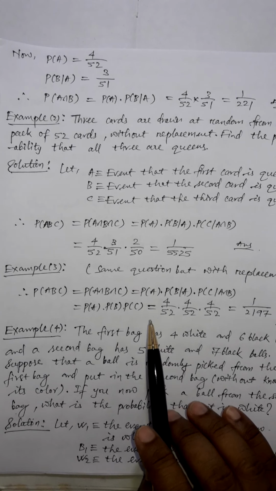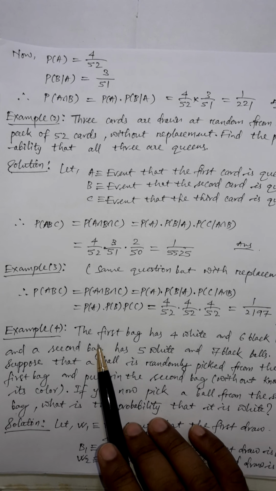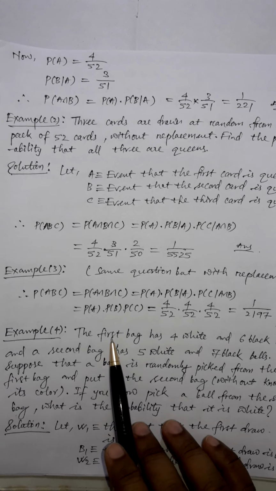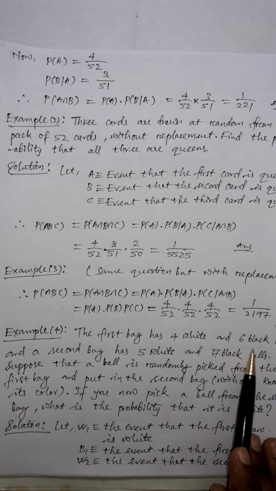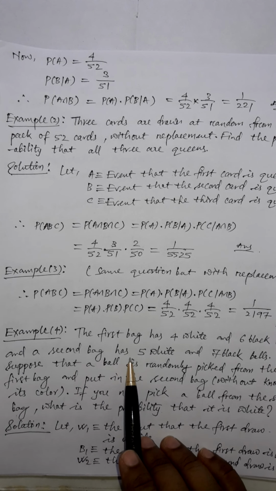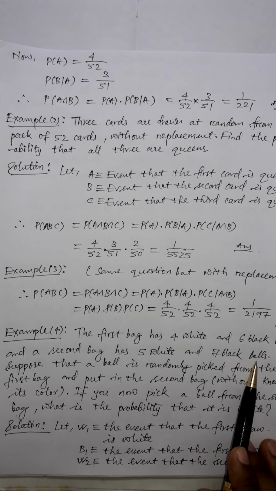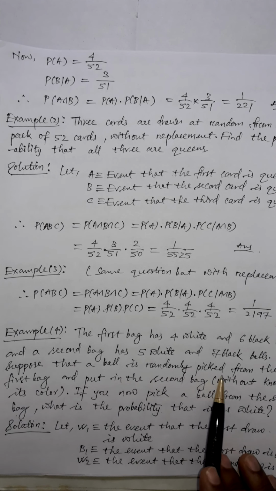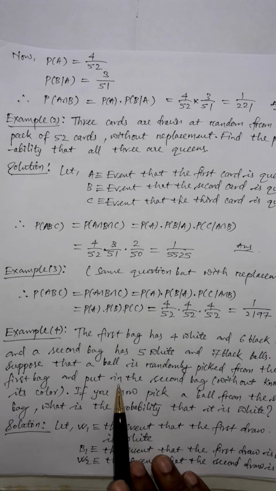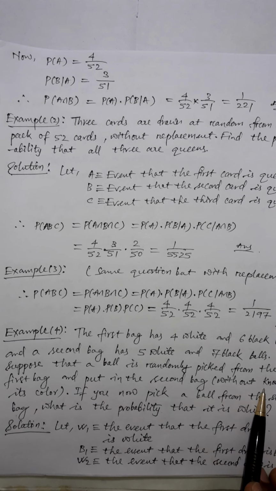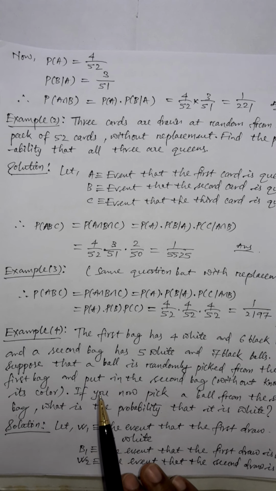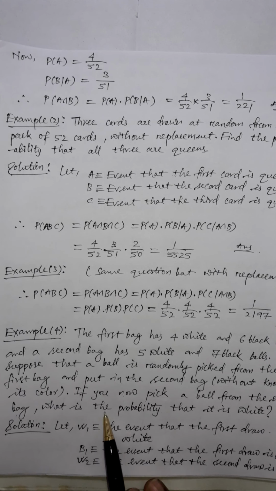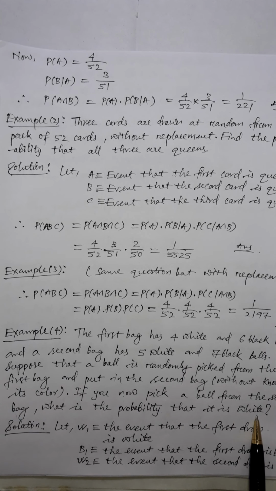Okay friends, now come to example 4. Here we have two bags, bag 1 and bag 2. The first bag has 4 white balls and 6 black balls, and the second bag has 5 white balls and 7 black balls. Okay. Now suppose that a ball is randomly picked from the first bag and put in the second bag without knowing its color. If you now pick a ball from the second bag, what is the probability that it is a white ball?